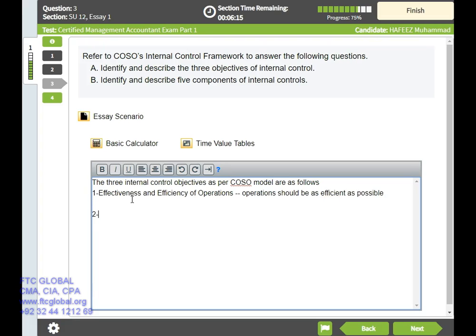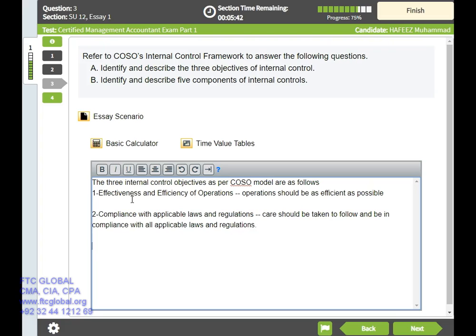2. Compliance with applicable laws and regulations. And this you can write: care should be taken to follow and be in compliance with all applicable laws and regulations.